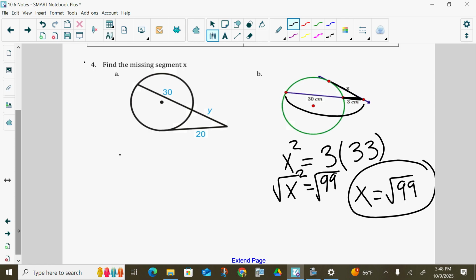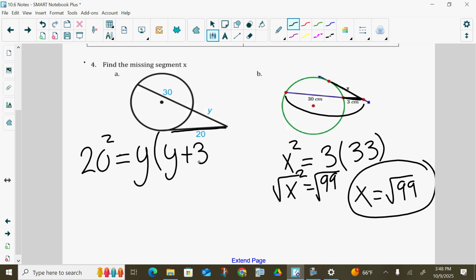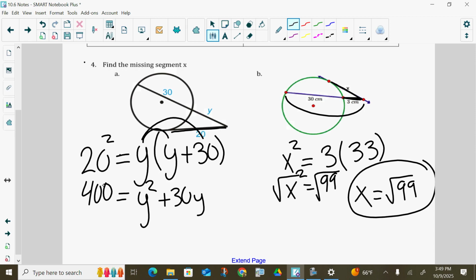So in this case, the outside tangent part is 20. So 20 is what I square. And then the outside of my secant is y. So I take y times our entire secant. Our whole secant is going to be y plus 30. Now the reason this one's more complicated than the others is because when I distribute this, I get y squared plus 30y equals 400. And in this case, I have no way to cancel out the y squared.